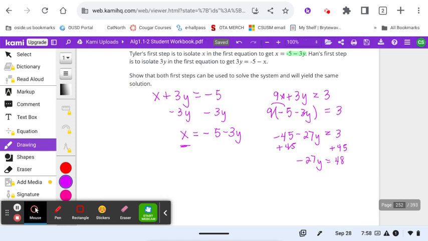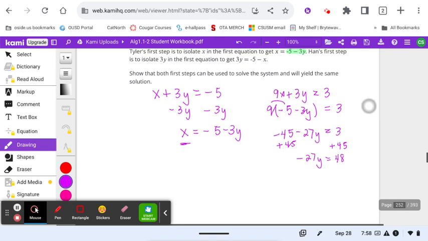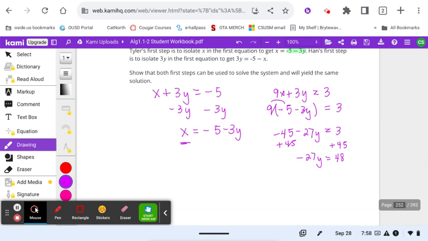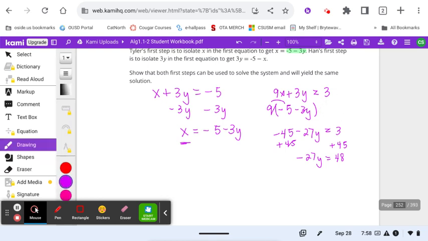Sorry, I did something wrong here. I forgot the plus 3y's, you guys. Hang on. Right here, there was another plus 3y that I forgot. So let me just add that back in.